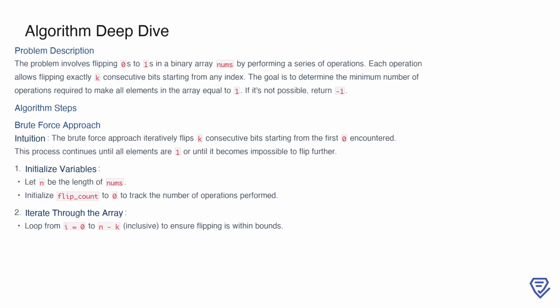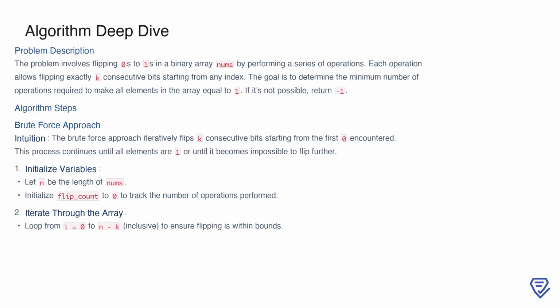In this problem, we are tasked with transforming a binary array nums into an array where every element is 1. The operation we can use is flipping exactly k consecutive bits, starting from any index. Our goal is to determine the minimum number of such operations required to make all elements 1. If it's not possible to achieve this, we return -1.